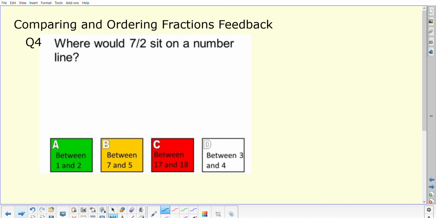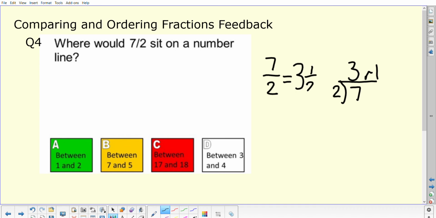And this one here is asking you to think about what 7/2 means. If you know how to work between a top heavy fraction, or an improper fraction, and a mixed number, we would do 2 into 7, which gives us 3, remainder 1. So that means we've got 3 whole pieces and 1 left over, which means a half, 3.5. So 7 over 2 is 3.5. So that number on a number line would therefore be between 3 and 4.